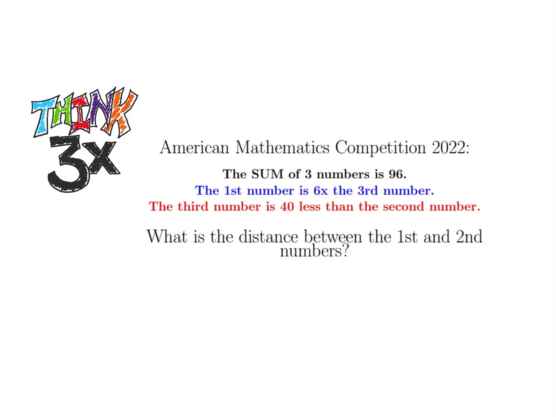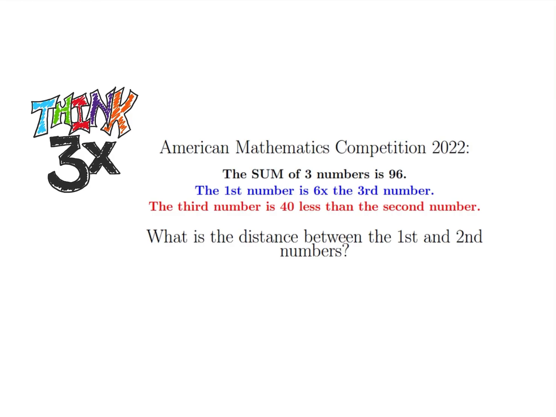So the problem says that we have the sum of three numbers is 96. The first number is 6 times the third number. The third number is 40 less than the second number. What is the distance between the first and second numbers? Okay, if you'd like to give this a try, go ahead and pause the video. Otherwise, let's go ahead and jump into the solution.